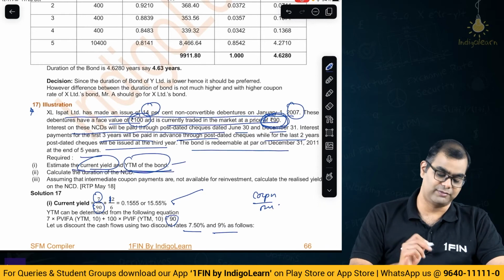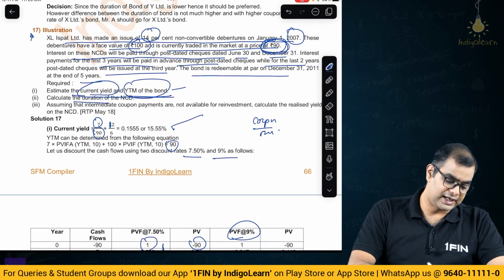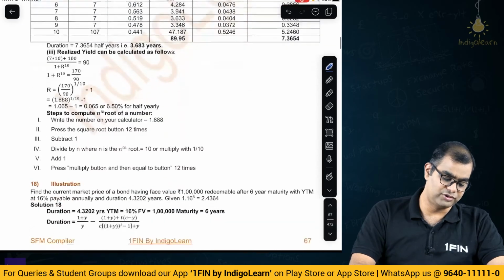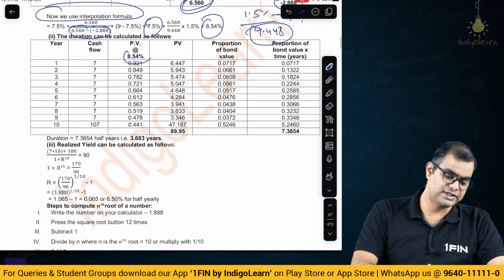Now what is the first question? Estimate current yield and YTM of the bond. What are we now looking at? Calculate the duration of the NCD. How will you compute the duration? Duration is computed using this 8.54.